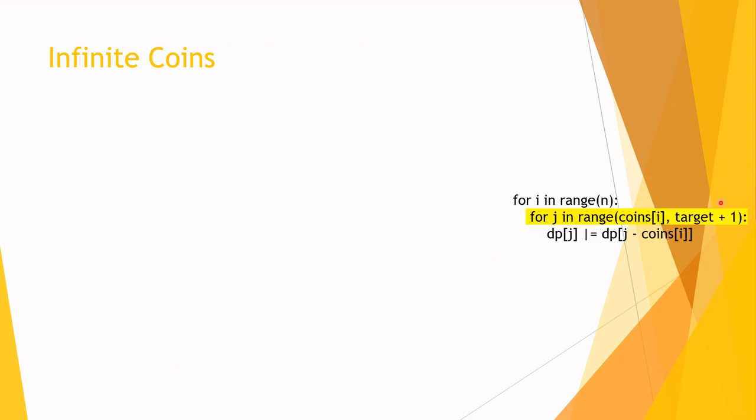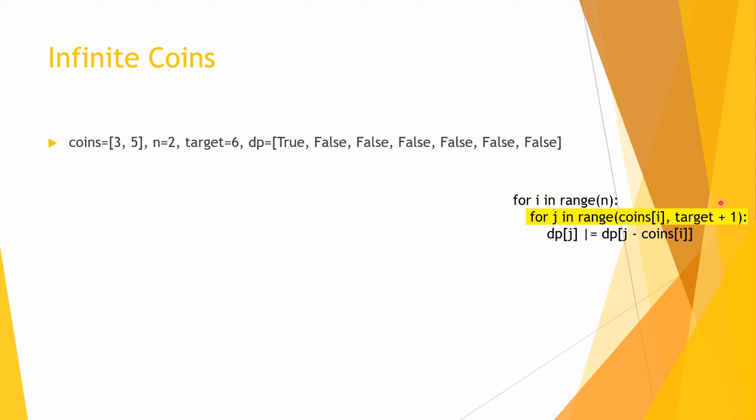Now, how will this look while executing? For this example, we'll be taking coins 3 and 5, n equals 2 and target equals 6. The initialized dp will look like this. First, dp of 0 is true and the rest are false. The target is 6, so the size of dp is 7, and this is dp of 6. The last element is dp of 6. Remember that.